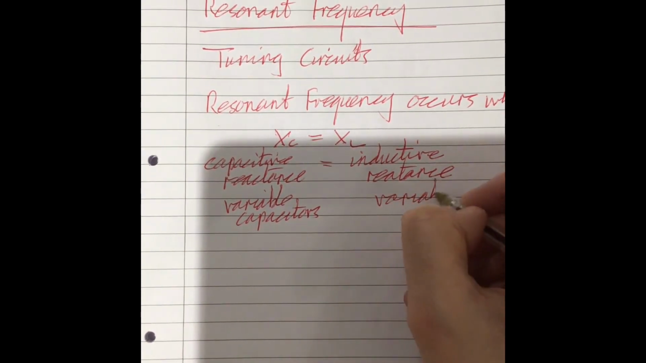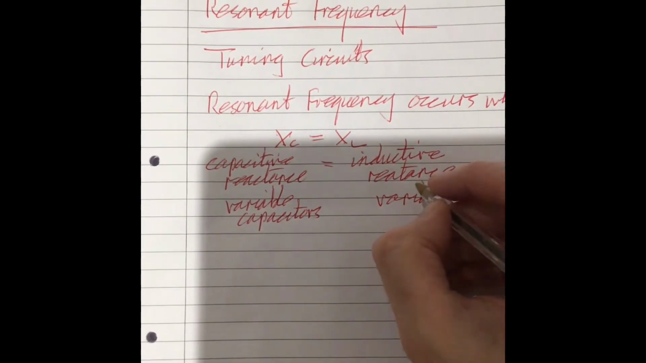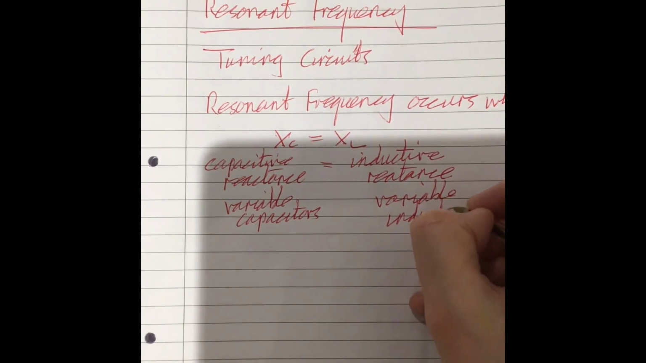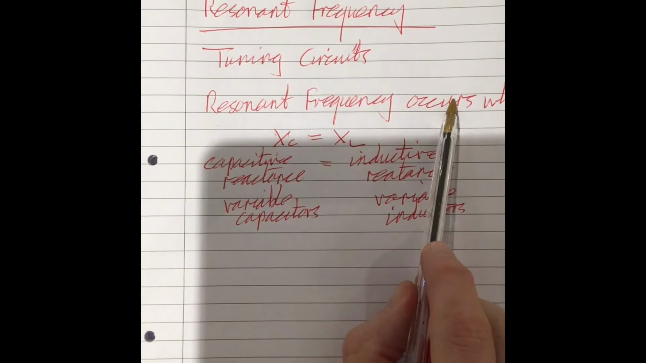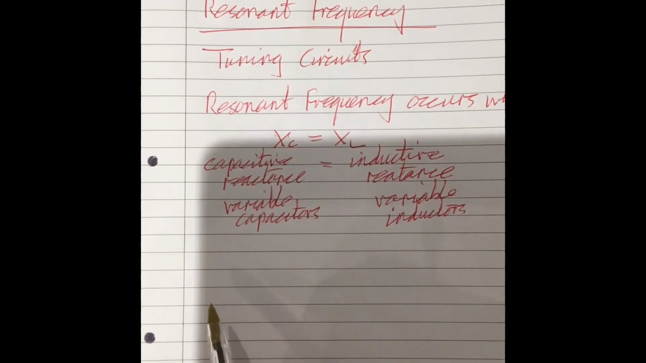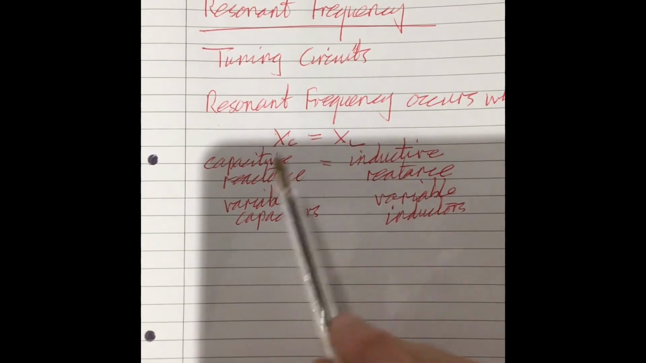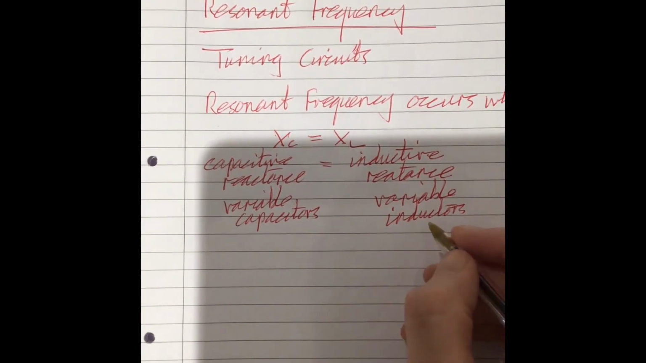And if we then adjust the values of the variable capacitors and the variable inductors, we can tune our circuit to have a resonant frequency of whatever value we happen to want, based upon the capacitance and the inductance of the capacitor and the inductor in the circuit. So how does that work?